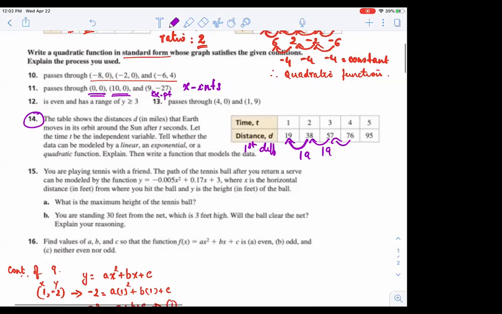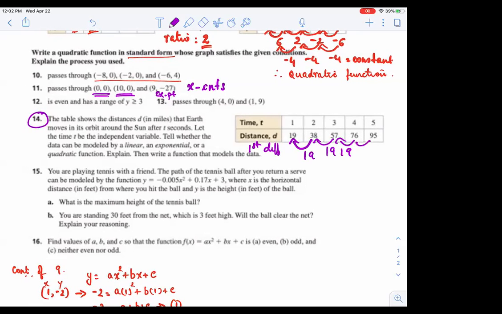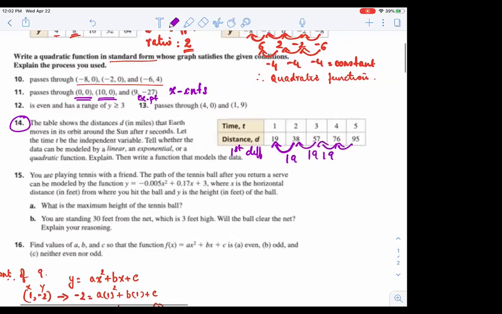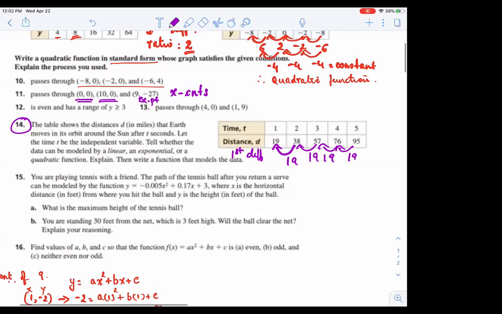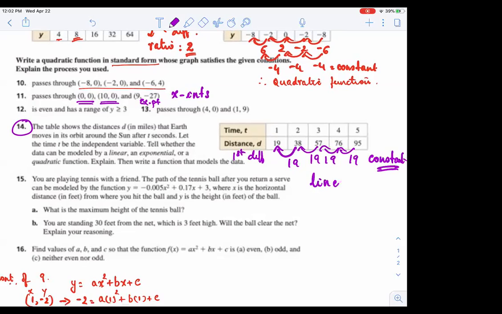19. Are you checking, Joel, or are you just saying? Well, I mean, it makes sense. Okay, 95 minus 76 is? 19. So you actually got lucky here because the first difference itself is a constant. When the first difference is a constant, how do you model the data? A linear function. It's going to be a linear function.